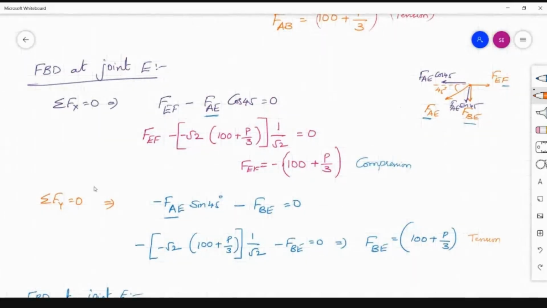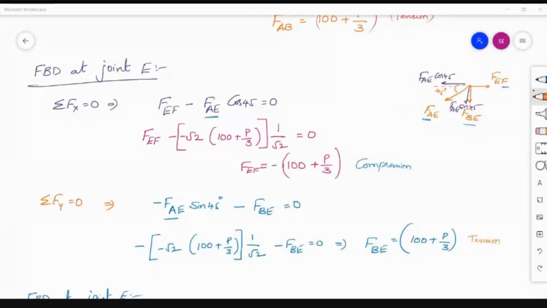Till this completed? Yes. What about Lokesh?